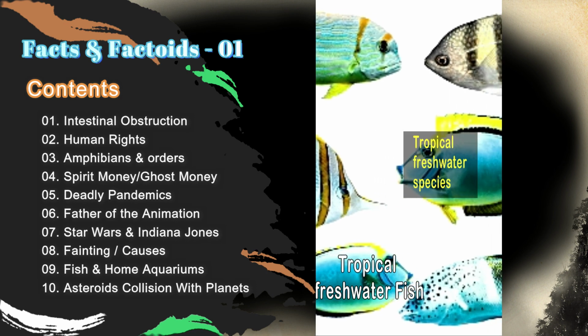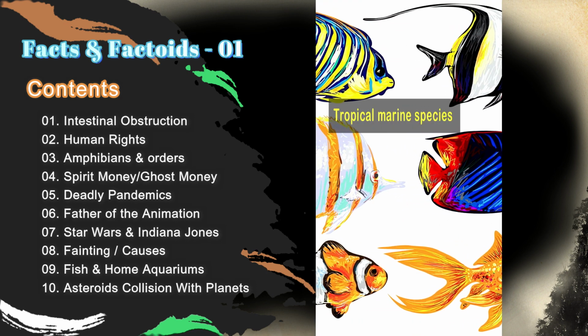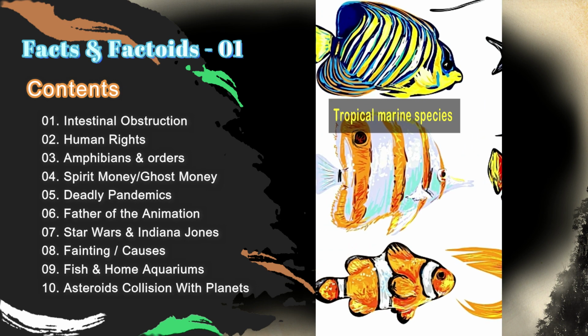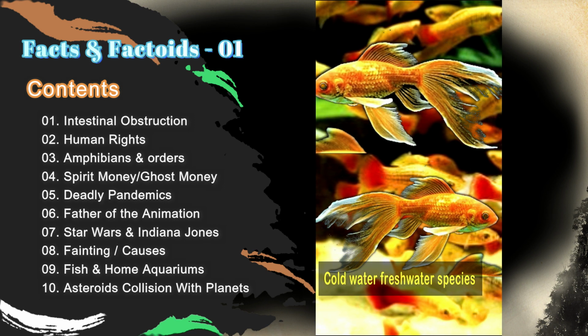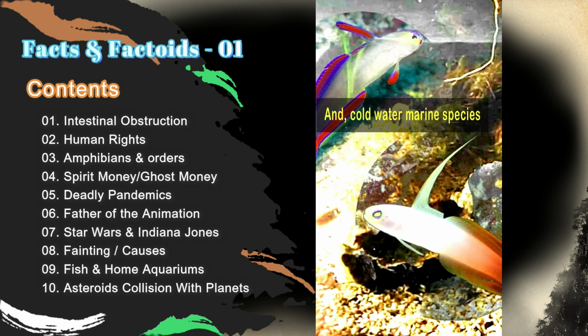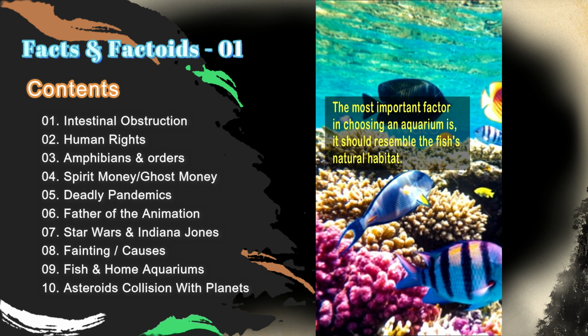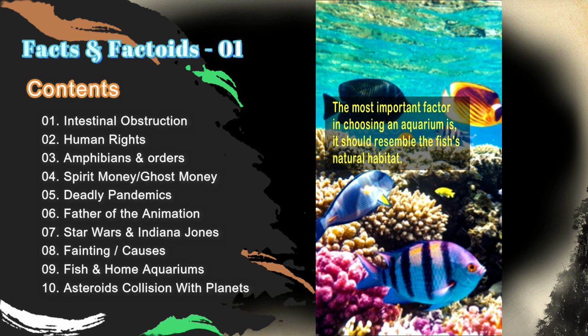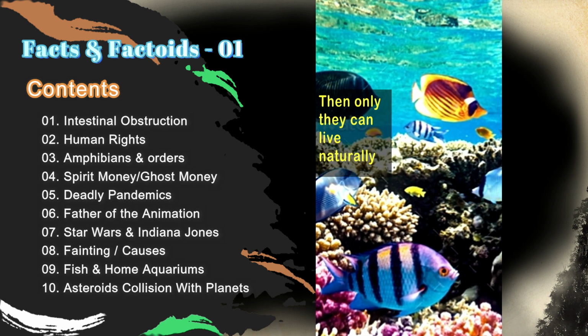Tropical freshwater species. Tropical marine species. Cold water freshwater species. And cold water marine species. The most important factor in choosing an aquarium is, it should resemble the fish's natural habitat. Then only they can live naturally.